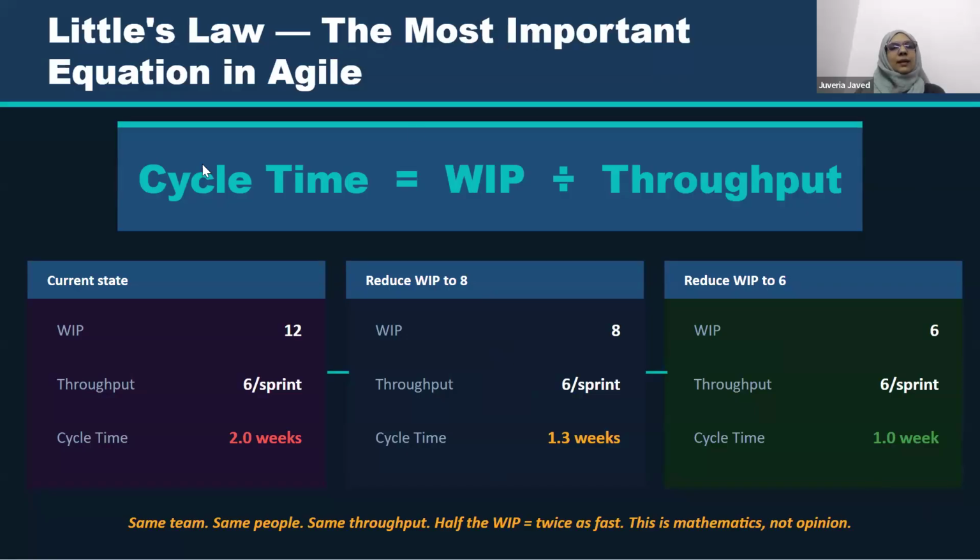So what is the cycle time? As we discussed earlier, WIP divided by the throughput gives us the cycle time. I explained the example of the coffee shop. Now let's discuss it in terms of our sprint.